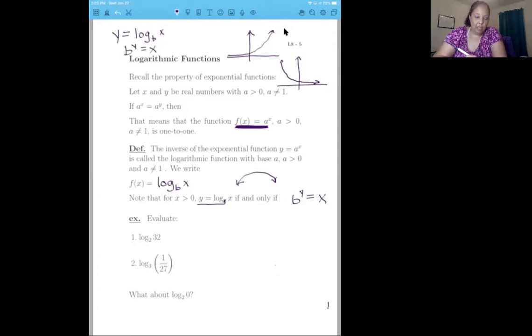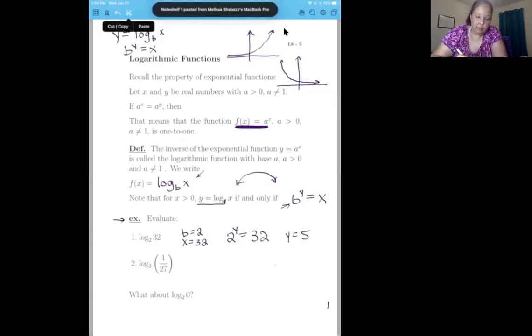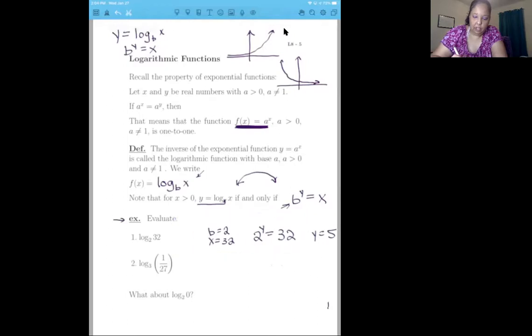All right, so let's do some examples. If I have log base 2 of 32, what is my base? My base is 2. My x value is 32. I'm going to rewrite it this way to see if I can find the y value. All right, so I have a base of 2 to the y equals 32. So 2 to the what power gives me 32? That would be 5. So log base 2 of 32 is equal to 5.